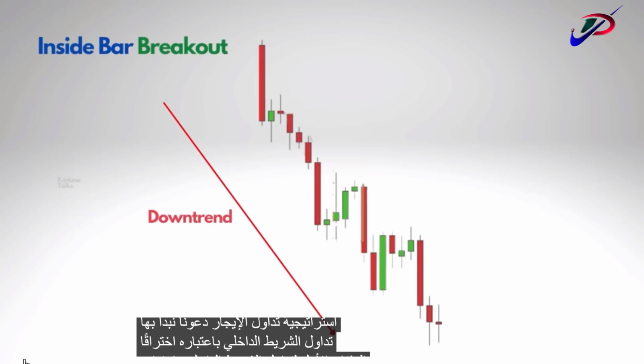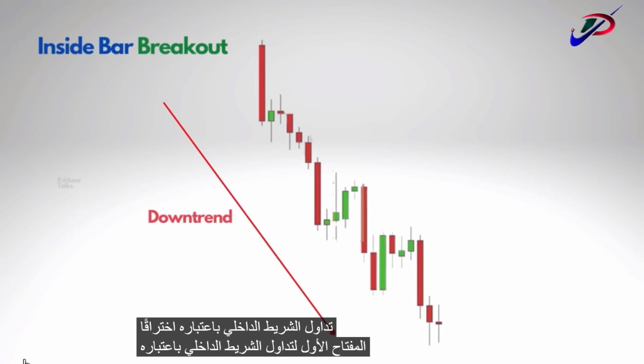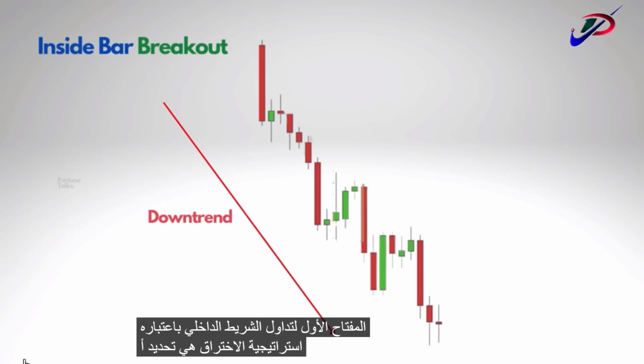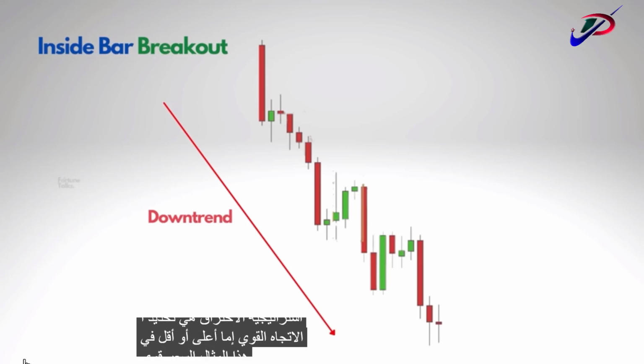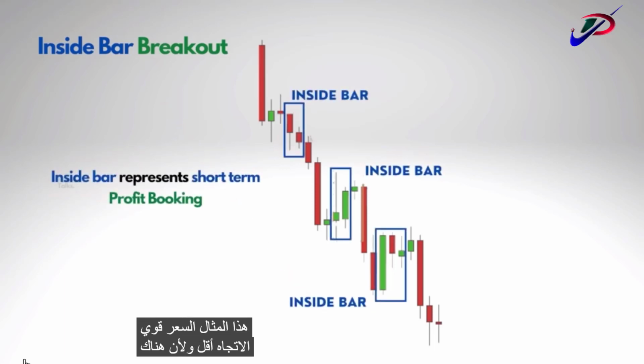The first key to trading the inside bar as a breakout strategy is identifying a strong trend, either higher or lower. In this example, the price is in a strong trend lower, and because there is a strong trend, the inside bar represents a pause in the price action where some profit booking is being taken and the price is taking a breather.